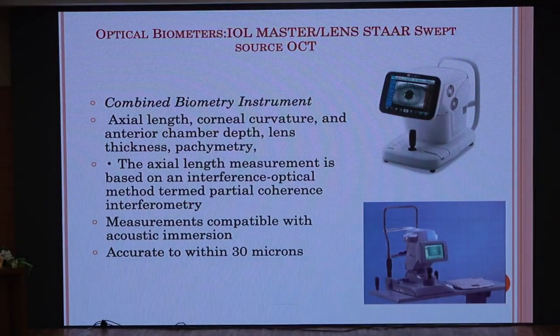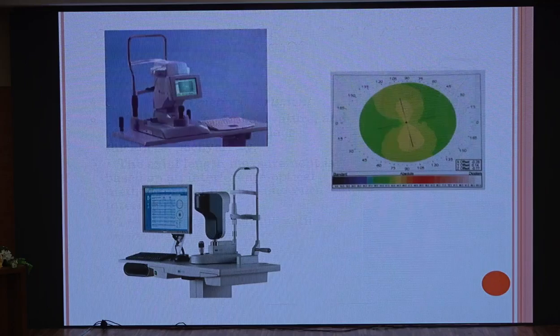It means the optical biometers give us more accuracy towards the axial length. So these are some of the biometers which are available. We know one is from TOMI, another one is IOL Master. These are what give very accurate readings.